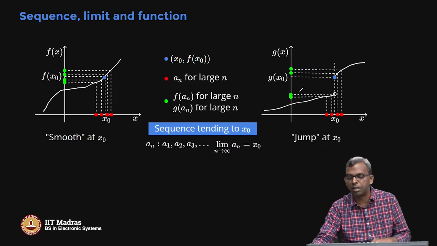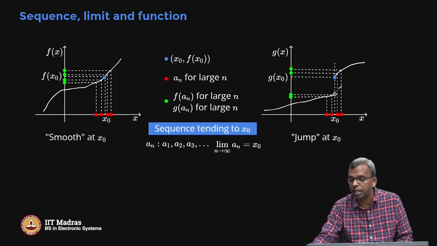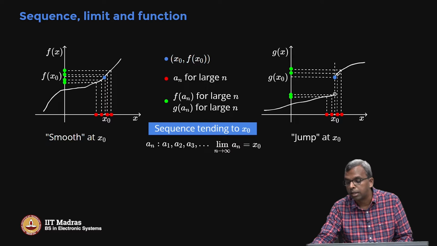And notice what happens here. Because of this jump discontinuity, when I go from this an, which is converging to x naught, some of the an which happen to fall to the left of x naught end up away from g of x naught, and some of the an which fall to the right of x naught end up near my actual g of x naught. Notice this separation here because of this jump discontinuity, and that separation is not there in the smooth case.